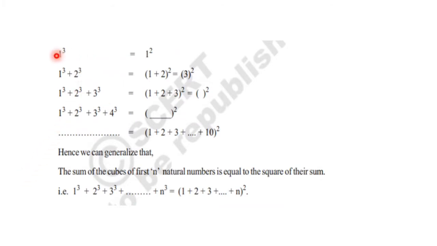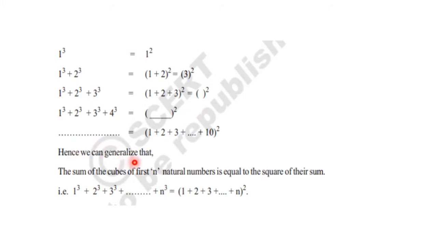Now observe this pattern. 1 cube is equal to 1, and 1 square is equal to 1. Here 1 cube plus 2 cube is equal to 1 plus 8, which is 9. This is equal to (1 plus 2) square, which is 3 square. 3 square is 3 into 3, equal to 9. 1 cube plus 2 cube plus 3 cube is equal to (1 plus 2 plus 3) square, that is 6 square, equal to 36. Here 27 plus 8 plus 1 is equal to 36.